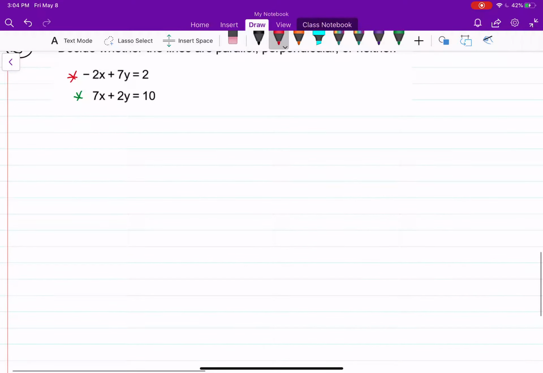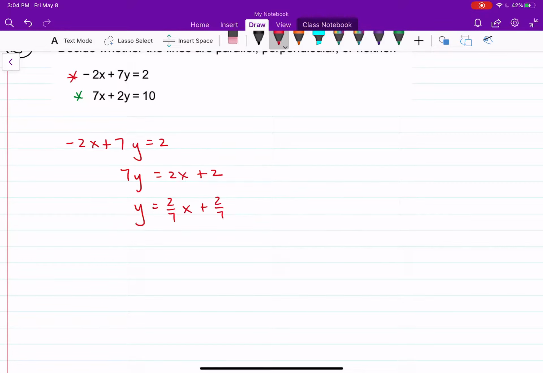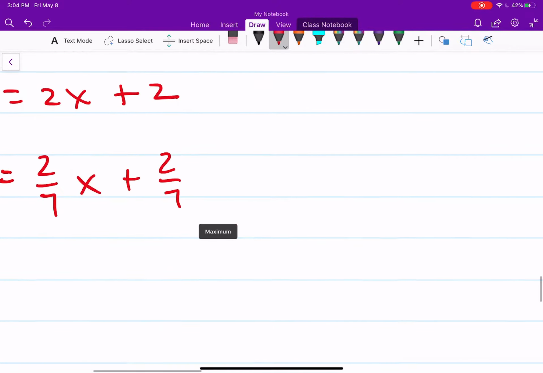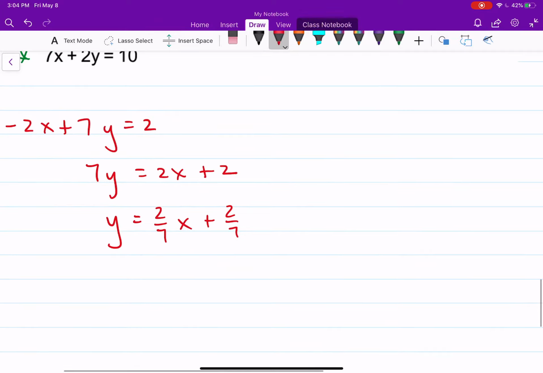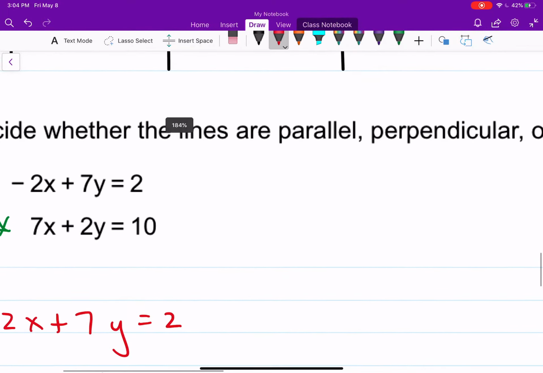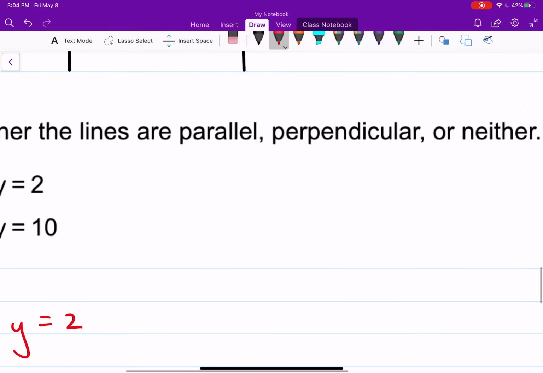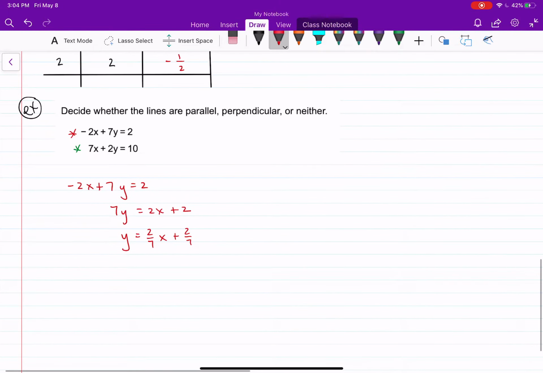So I'm going to take the red, which is negative 2x plus 7y equals 2. In order for me to know the slope, I solve for y, or get y by itself. So I get 7y equals 2x plus 2. Divide each one by 7. So y is equal to 2 over 7 x plus 2 over 7. Now, you might say to me, hey, how the heck am I going to graph 2 sevenths? Well, this is not about graphing. This is about just determining whether these lines are parallel, perpendicular, or neither. That's all I care about. The y-intercept doesn't help me with parallel or perpendicular.